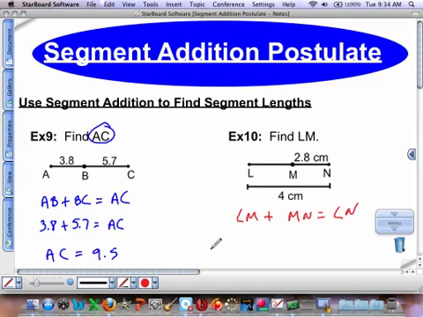So now, Mike, help me out with the rest of this. Plug in 2.8 for MN, and LN is 4. All right. So how do I solve for LM? 4 minus 2.8. There we go. Probably should include our units on that. You guys get the point?